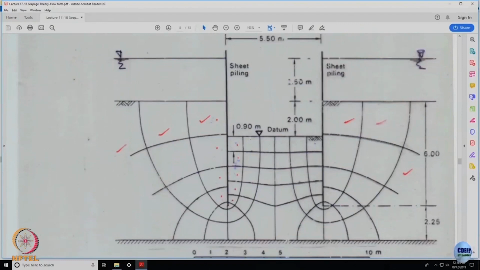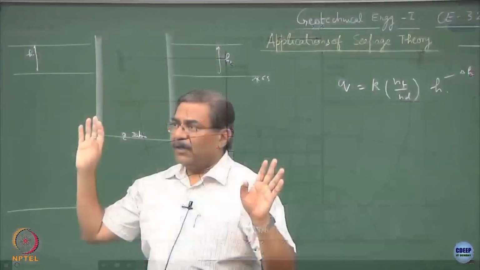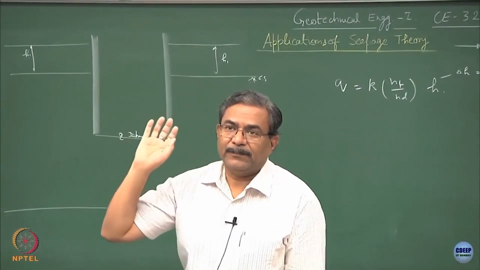Start counting it. First drop, this is the first segment, first drop, second drop, third drop, fourth drop, fifth, sixth, seventh, eighth, ninth, 10th. Meaning thereby the entire head has got dissipated in the porous media in 10 drops. Is this okay? So we have counted ND.